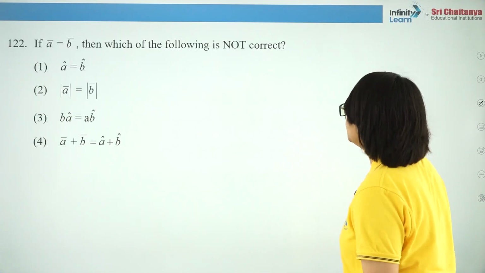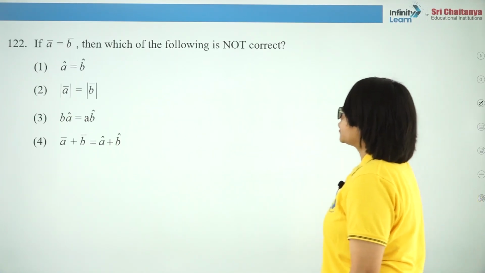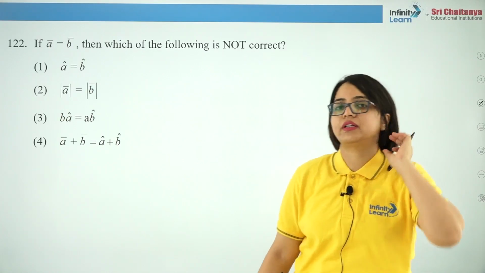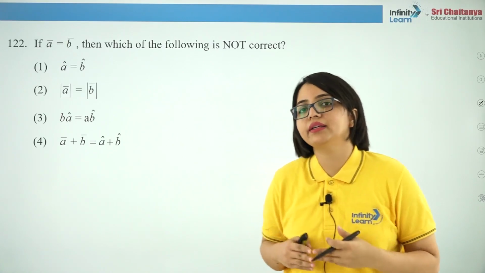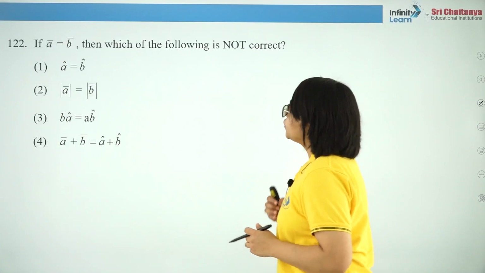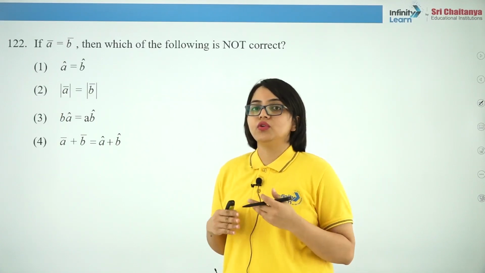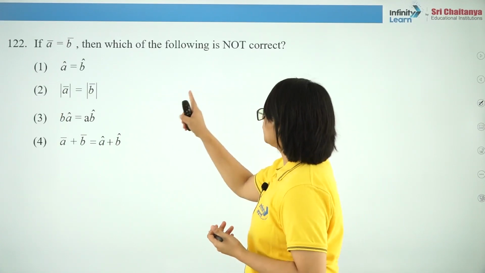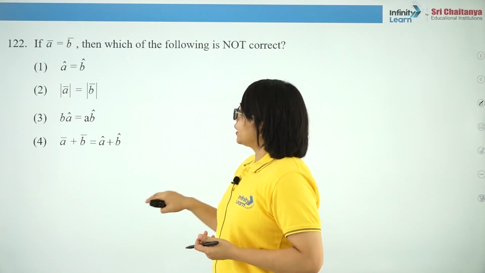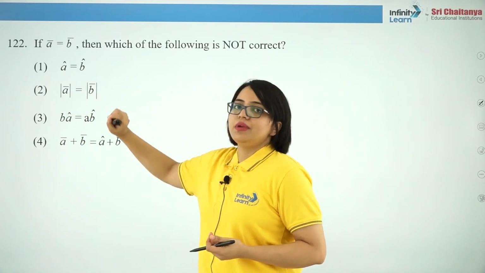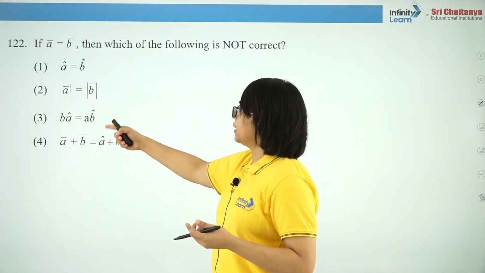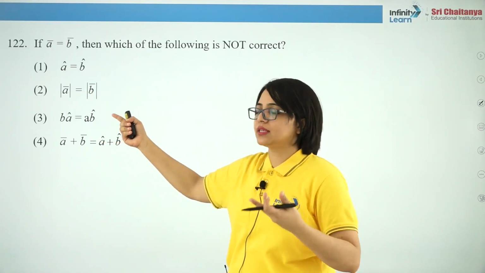Next is 122. If A vector is equal to B vector, then which of the following is not correct? A vector is equal to B vector. Two vectors are equal, that means their magnitude is same as well as their direction is same. So, if their magnitude and direction is same, that means their unit vector must be same. So, option 1 is correct, magnitude is same, option 2 is correct, and you can write, because A cap is equal to B cap, you can represent B vector as B A cap and A vector as A B cap, because direction is same, right.